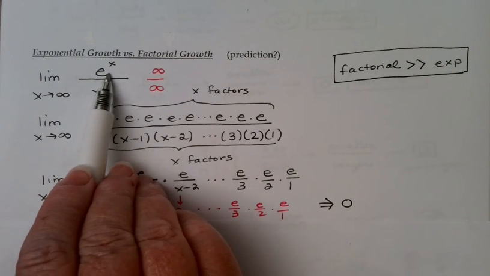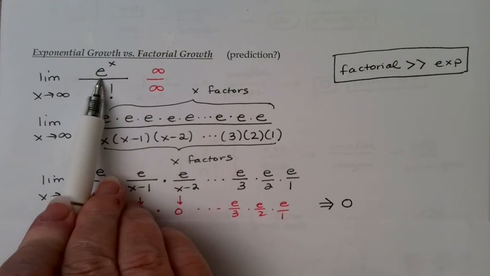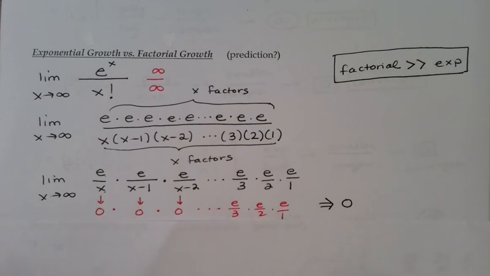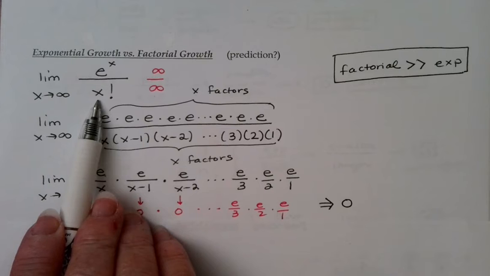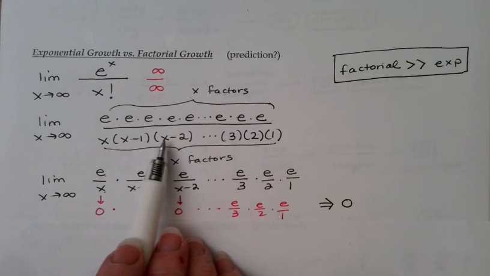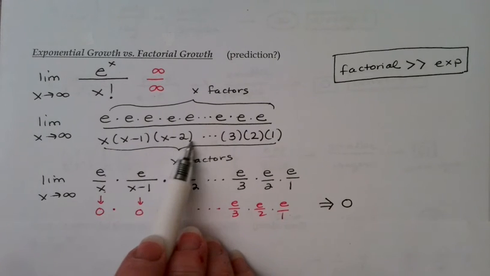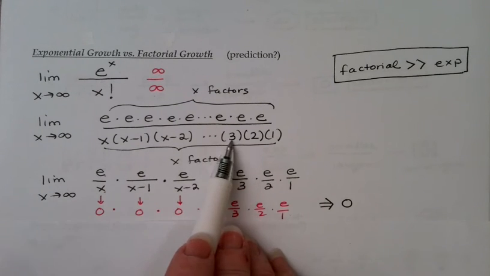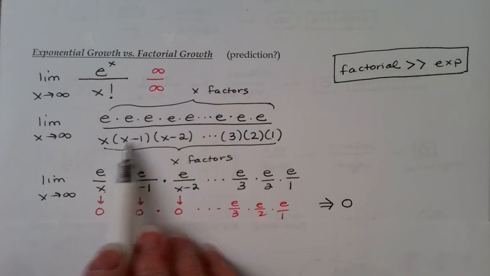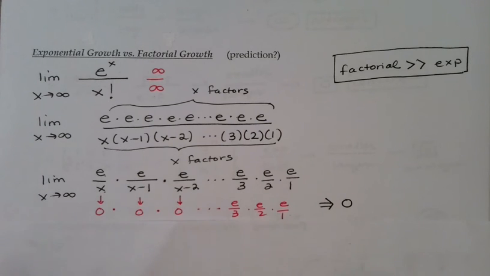On the top, e to the x literally means e times e times e times e over and over and over again, a total of x factors. In the denominator, x factorial means x times x minus 1 times x minus 2, etc., etc., etc., down to 3 times 2 times 1. And notice there would also be x factors down there. So I'm going to break this fraction apart.